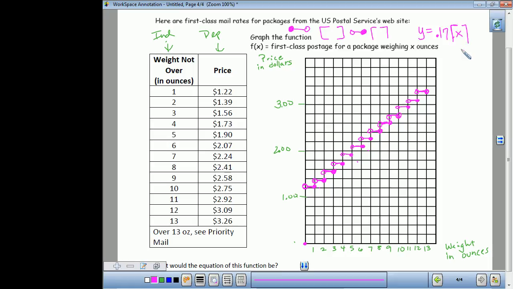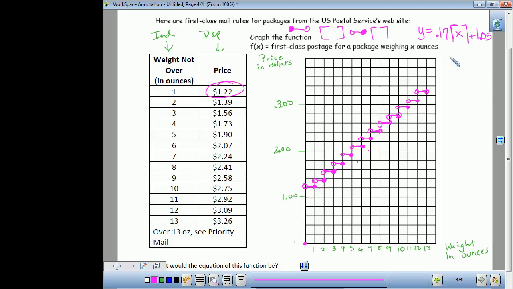Okay, but if I plugged in 1 right here, that would just be 17 cents. So it's plus. And 1 is supposed to be $1.22. So what do I need to add to this to get this 17 cents to $1.22? 1.05. Oh, that makes sense. Because if I plug in 1, I get 17 plus $1.05 is $1.22.